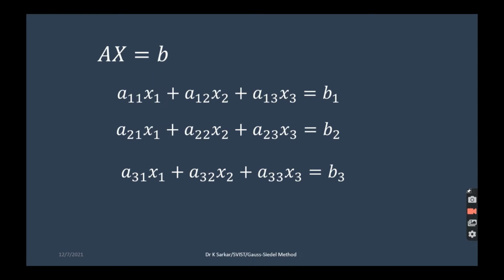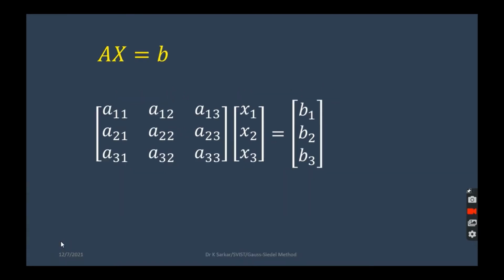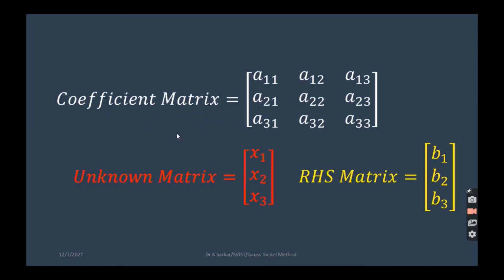The given system of equations can be written in matrix form. A11x1 plus A12x2 plus A13x3 equals B1. A21x1 plus A22x2 plus A23x3 equals B2. A31x1 plus A32x2 plus A33x3 equals B3. If we write the system in this way, we have the coefficient matrix, unknown matrix, and right hand side matrix.